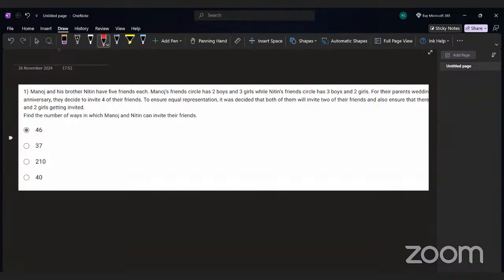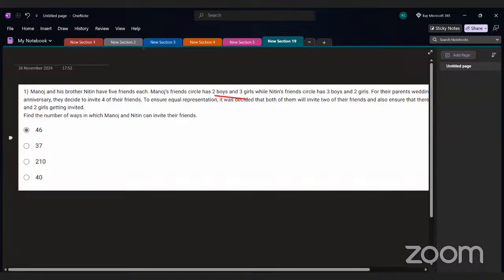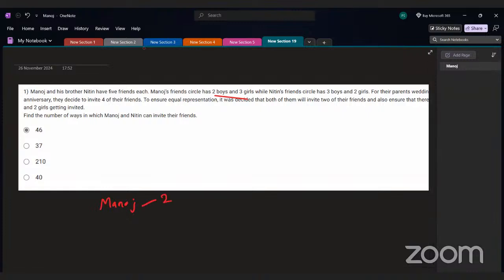Manoj and his brother Nitin have five friends each. Manoj's friends circle has two boys and three girls. So Manoj has two guy friends and three girl friends. And Nitin has a friend circle of three boys and two girls.